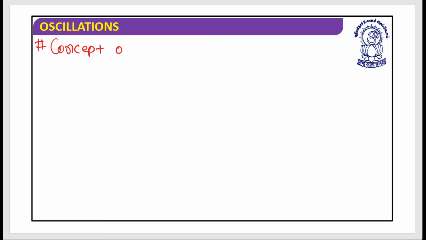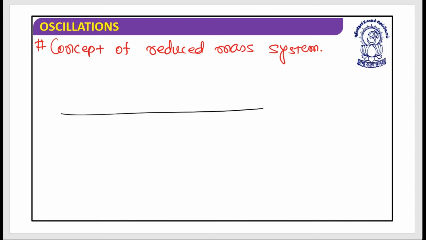Now let's understand and learn one more concept. It's the concept of reduced mass system. Let's have a look at what it is. Let's suppose we have one mass, m1. We have a spring connected over here. We have a second mass, m2, and this is the k.